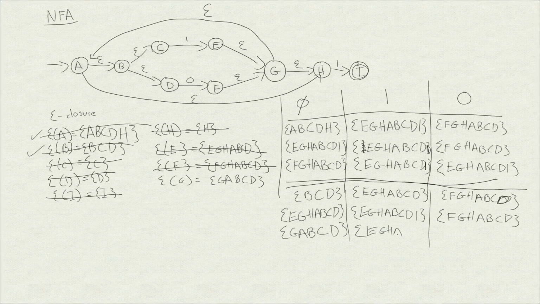G, H, A, B, C, D. Then G, A, B, C, D. Then D, D, F, G, H, A, B, C, D. Now, we don't need the graph anymore, and we don't need the closures because that's also done.